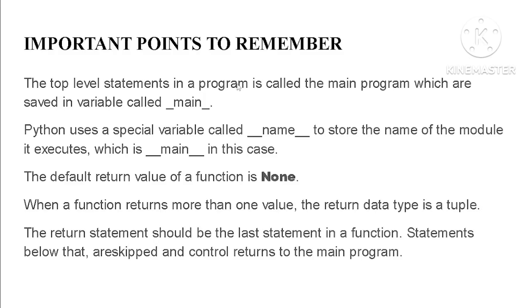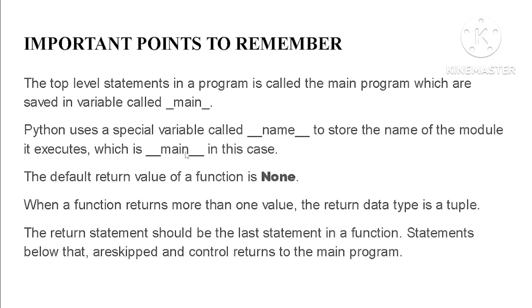The top level statements in a program are called the main program, which are saved in a variable called __main__, that is double underscore here. Python uses a special variable called __name__. Whenever Python executes a module, it will store the name in a variable called __name__. So in this case, __main__ will be saved inside the name variable.